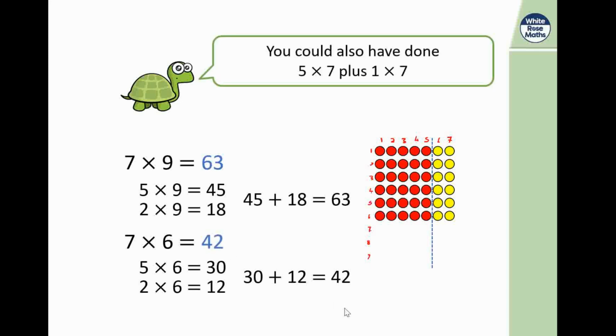Okay? So you could also have done 5 times 7 plus 1 times 7. Because it's 6, you could do 5 times 7 plus 1 times 7, like this. So 5 times 7 equals 35. And then plus 1 times 7, which would be 7. So 35 plus 7, which equals 42. Because some people find their 5 times table a lot easier.